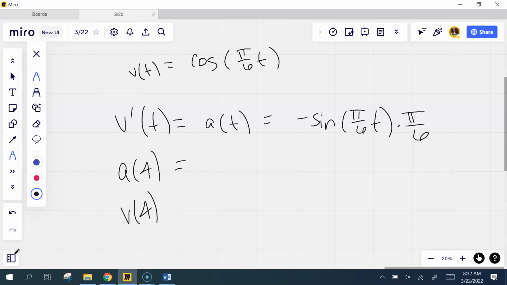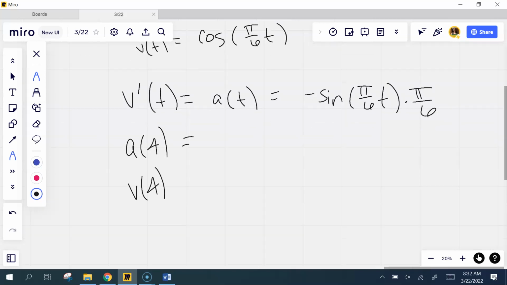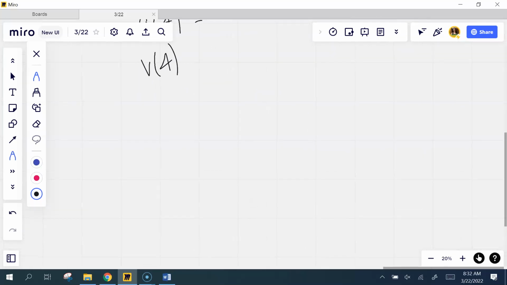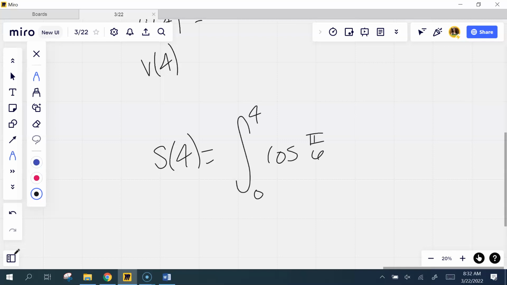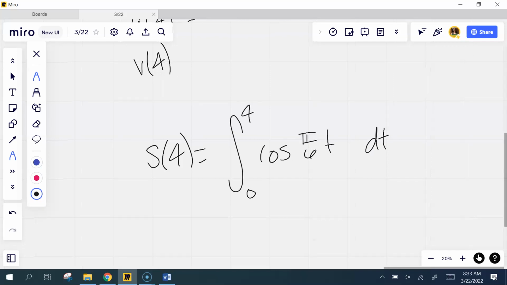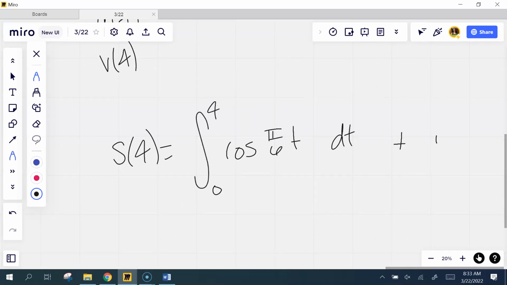Now we want the position of the particle at time t equals 4. That's not distance traveled, so I don't have to do absolute value. For the position at 4, I need the integral from 0 to 4 of cosine of pi over 6 t dt, but I have to remember to add in the initial position. It didn't start at 0. It started at negative 2.